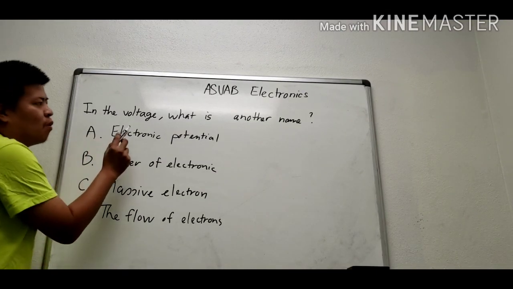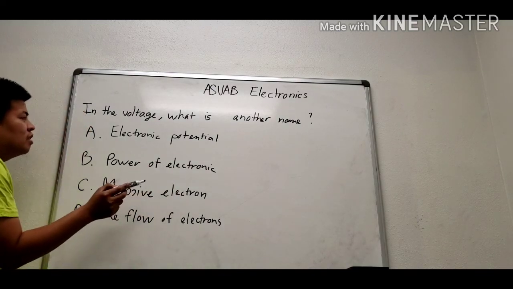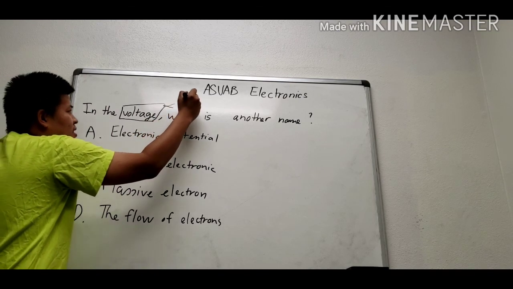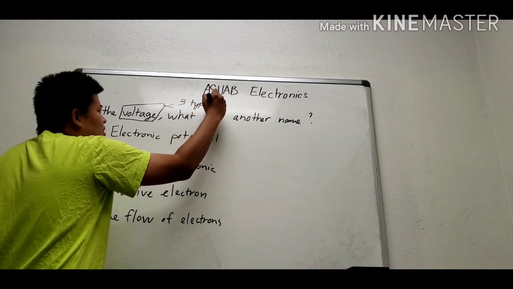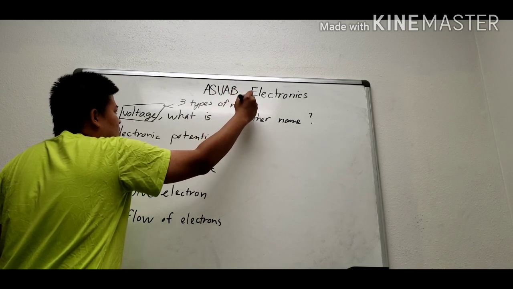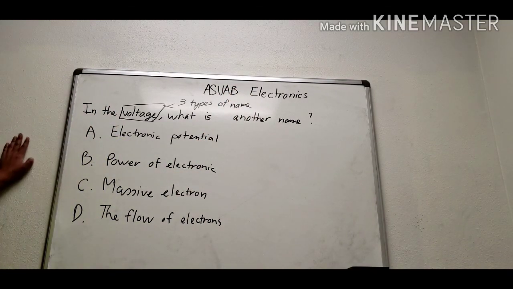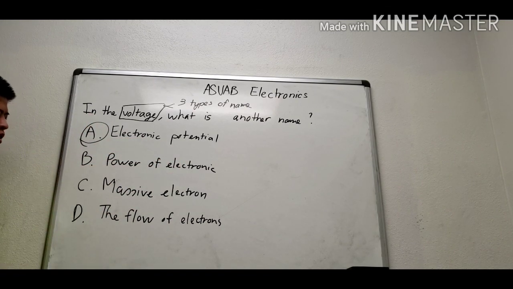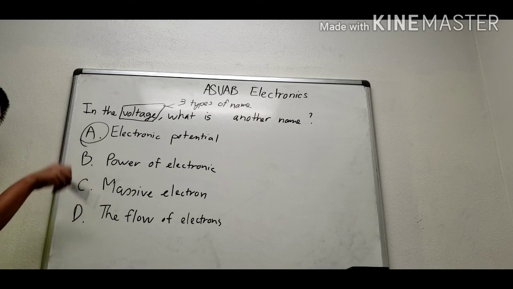What is another name of the voltage? We see that voltage has three names: electronic potential, electronic pressure, and electromotive force. In the answer key, the answer for this question is A, because that is the correct name for electronic potential. But the flow of the electrons is the current, so be careful with questions like this.